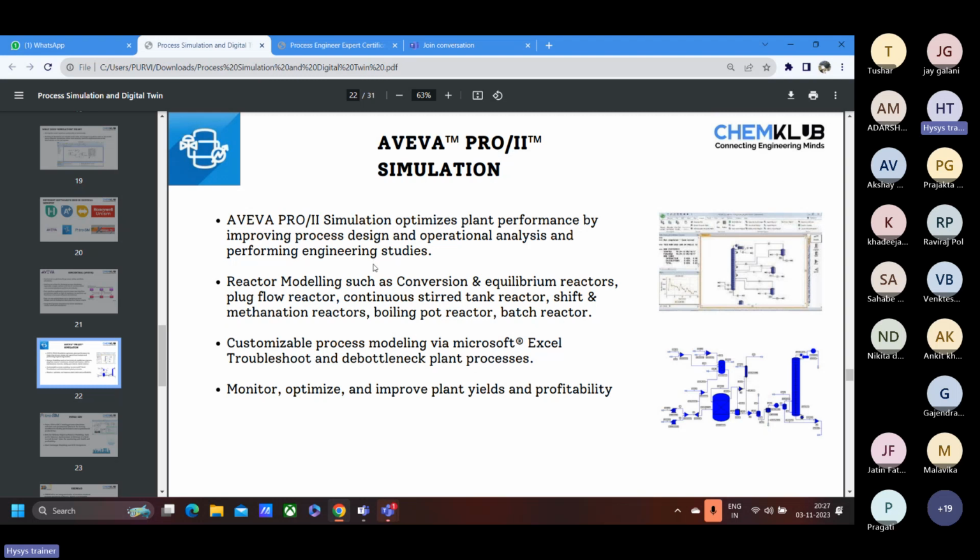So basically, from the point of view of productivity, plant yields, or reactions, this is very helpful in modeling that kind of environment. It is very helpful in monitoring and optimizing plant yield and profitability.